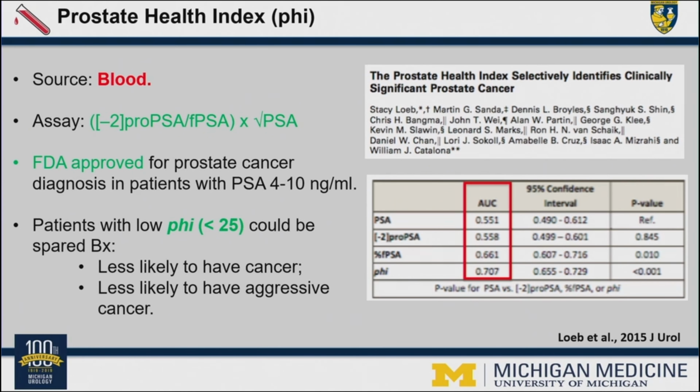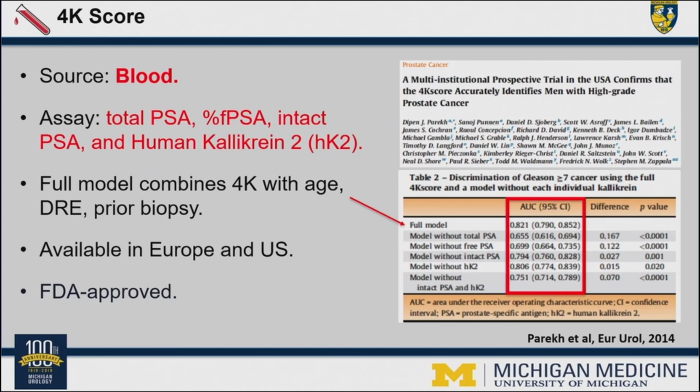And the performance of the PHI score, that is the combination of the 3 different components, outperformed any of the individual PSA isoforms. And then the 4K score, as already alluded to, is a combination of 4 kallikreins, a blood-based test as well, and a model encompassing the 4 different kallikreins with some clinical variables, including age, findings on DRE, as well as the presence of a prior negative biopsy was associated with clinically significant or high-grade prostate cancer. And a full model combining the 4 kallikreins with those clinical parameters did better than any model that leaves out any of the individual components.